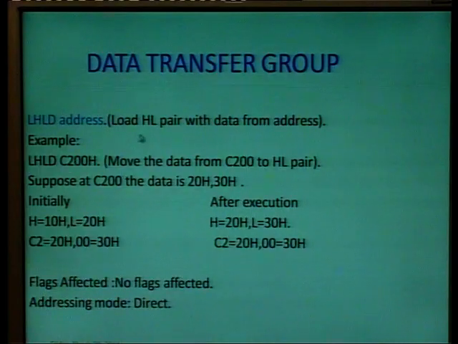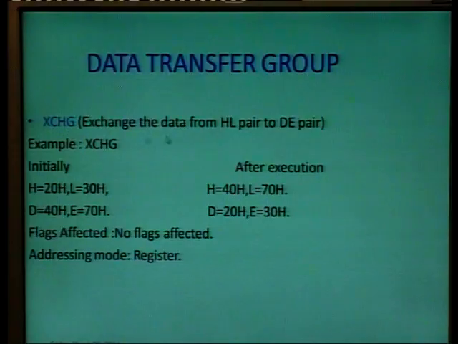LHLD address: it loads the HL pair with the data from the addresses. Then XCHG exchanges the data from the HL pair to the D pair. When we are dealing with 16-bit numbers, we can make use of this exchange instruction, which transfers the two 16-bit numbers which are in the HL pair and DE pair. In this case also no flags are affected, and this comes under the register addressing mode.